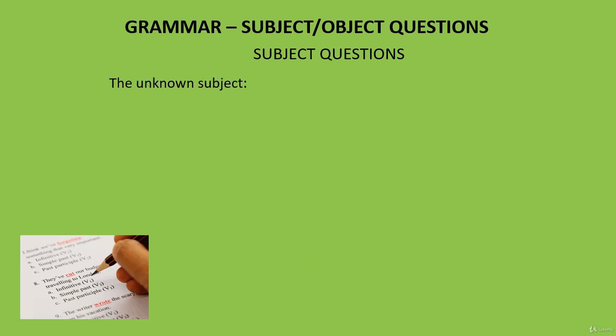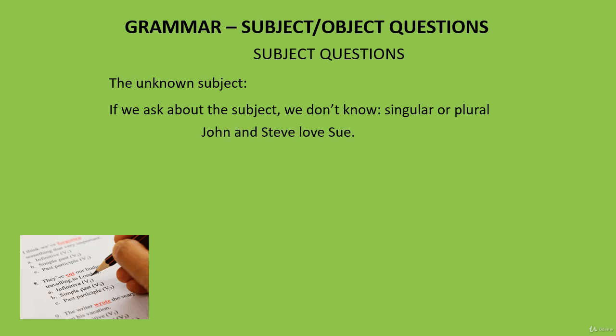There's another small rule that you need to know for subject questions. The person who asks a subject question does not know the answer. Maybe the subject is singular, maybe plural. Look at this sentence. John and Steve love Sue. We can't ask who love Sue. We always use the third person singular for he, she, or it. So that would be, who loves Sue? The answer can be plural, John and Steve.